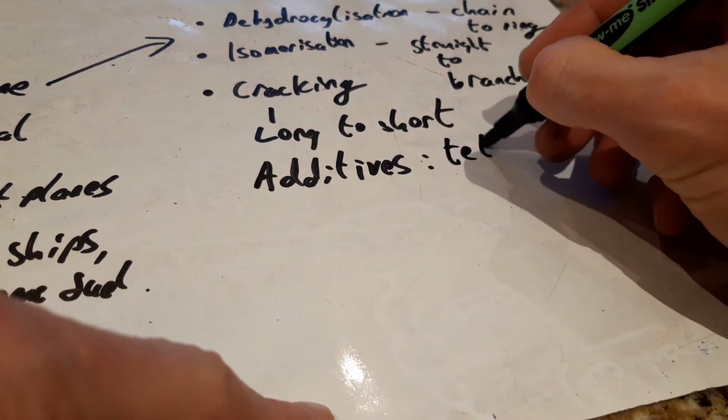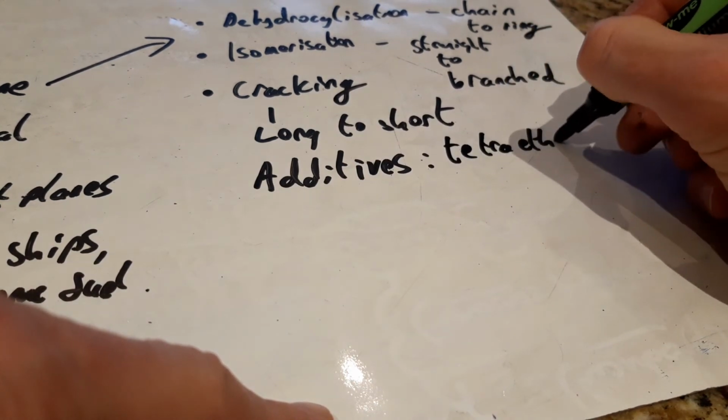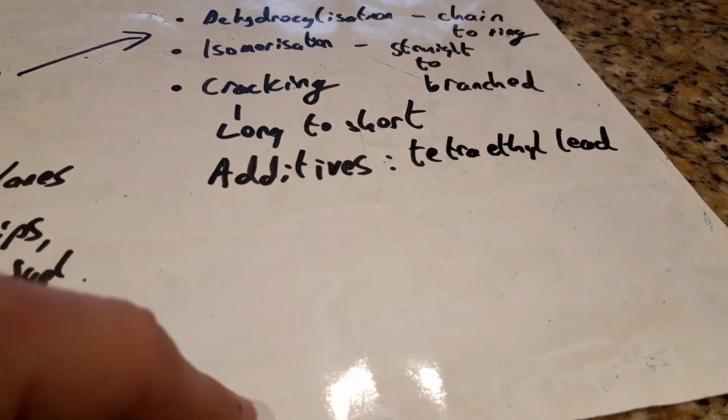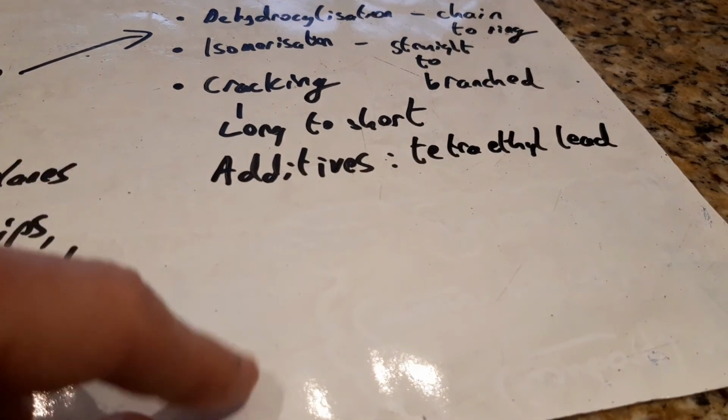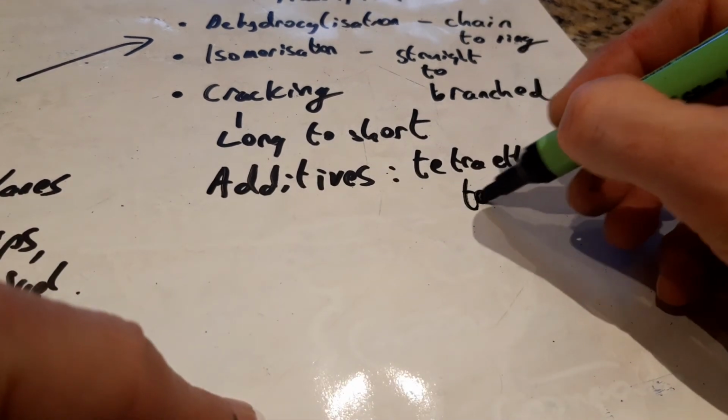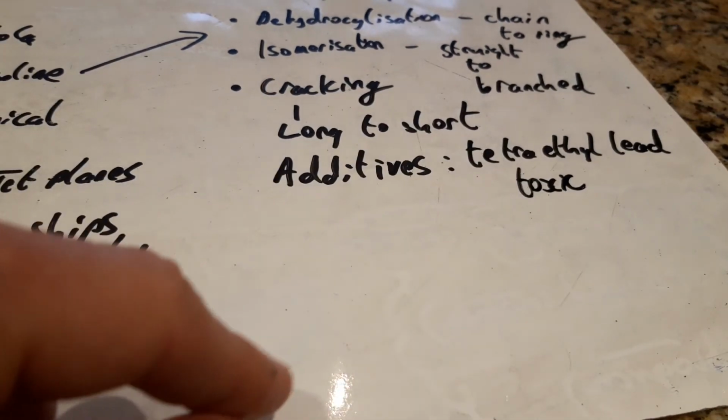The first one is not used anymore. It's tetraethyl lead. You might see in the petrol station that it says unleaded petrol. Well, now all petrol is unleaded, but that wasn't always the case. Tetraethyl lead used to be added, but it's discontinued now because it's toxic. It's a toxic chemical.